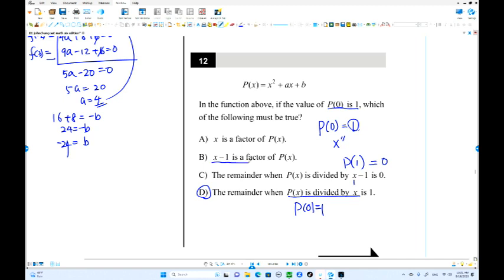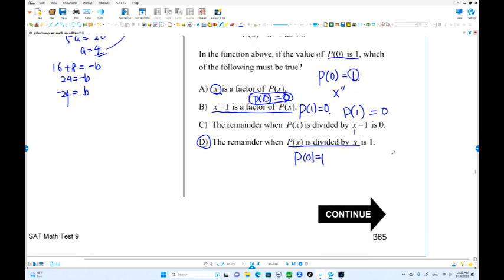If x minus 1 is a factor of this one, p(1) should be equal to 0, right? So is x a factor of this one? No, it can't be a factor, right? The remainder is 1, okay? To be a factor, p(0) equals 0, then the remainder is 0. Now x is a factor of p(x), okay? So don't be confused, right? Factor theorem and the remainder theorem, okay?